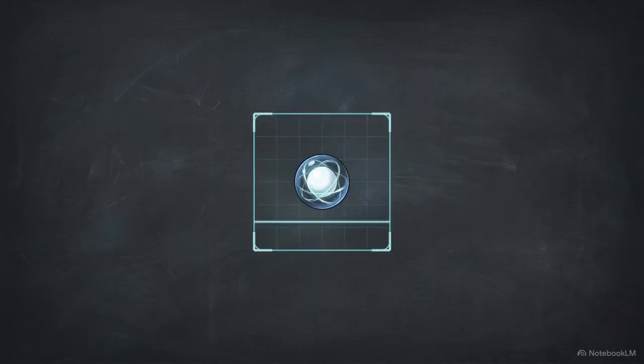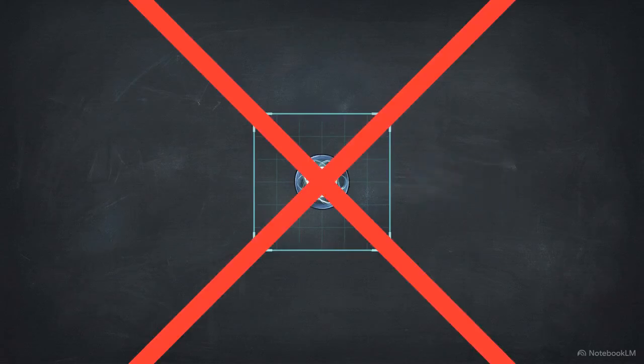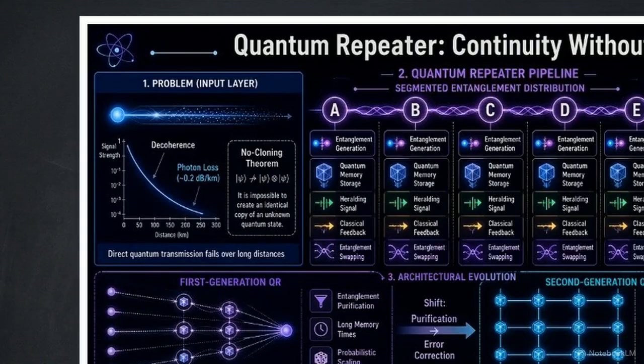that is physically prohibited. The No-Cloning Theorem dictates that it is impossible to create an identical copy of an unknown quantum state. This maps the network's input layer constraints. Three mechanisms block long-distance transmission: photon loss, environmental decoherence, and the No-Cloning Theorem. These factors guarantee direct transmission fails beyond regional distances, as noise and loss overpower the signal.